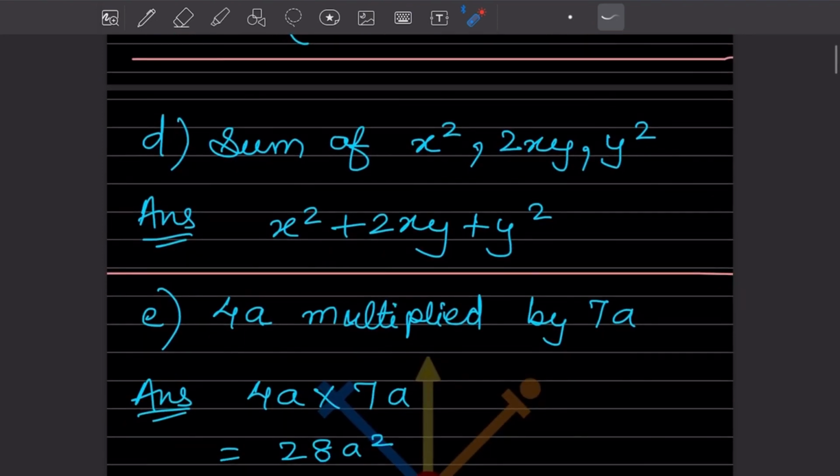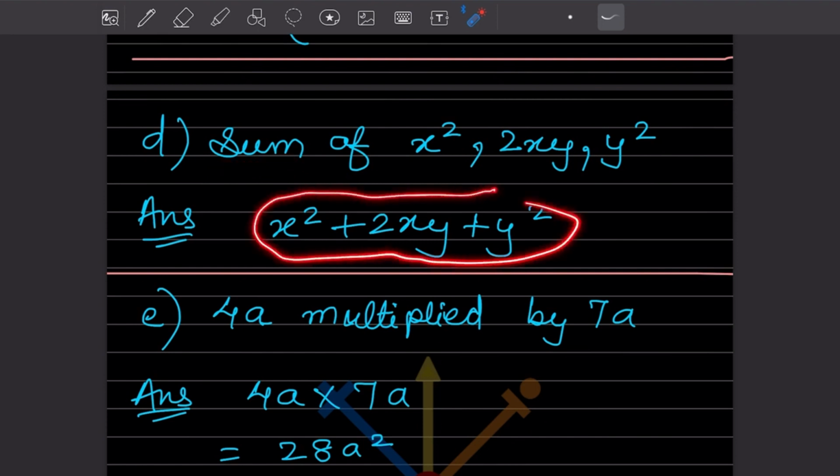Now the last, for the D1, what does this say? That a sum of x square, 2xy and y square. So now the sum means, you know what is that? That is addition, isn't it? So you just have to write this one. We don't have to solve it. You will write x square plus 2xy plus y square.